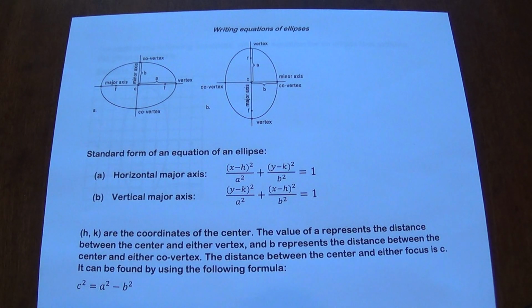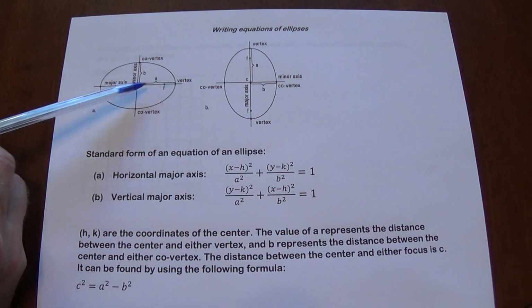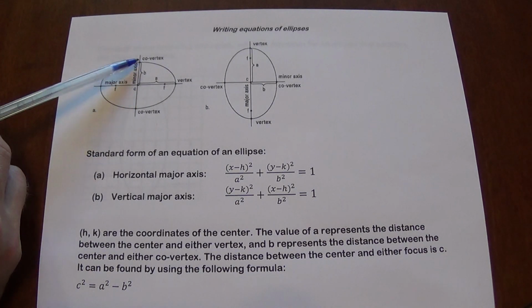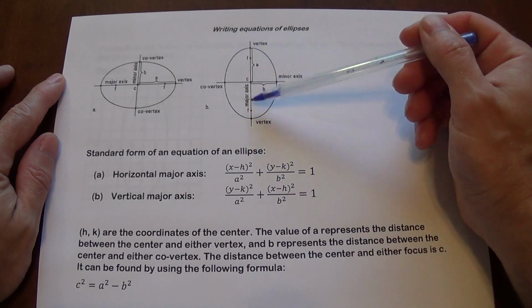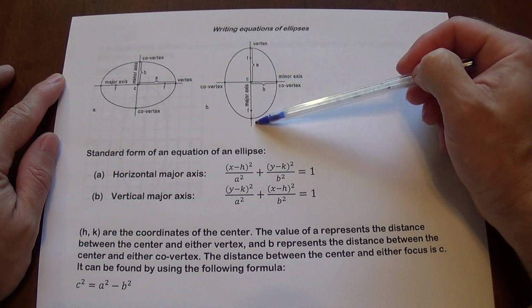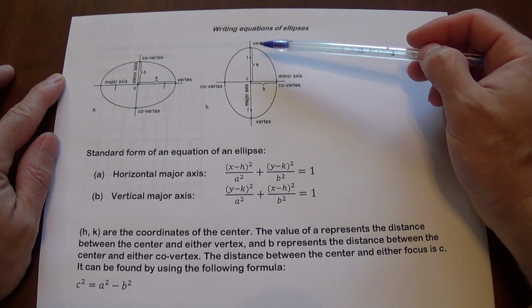Hi, this video is on writing equations of ellipses. There are two different types of ellipses that we recognize. One is longer horizontally, so the major axis is horizontal. You have a vertex and a vertex, and then along the minor axis you have a co-vertex and a co-vertex. And then you have the ones that are longer vertically. You still have a vertex along the major axis, which is vertical here, and along the minor axis you will have your co-vertices.